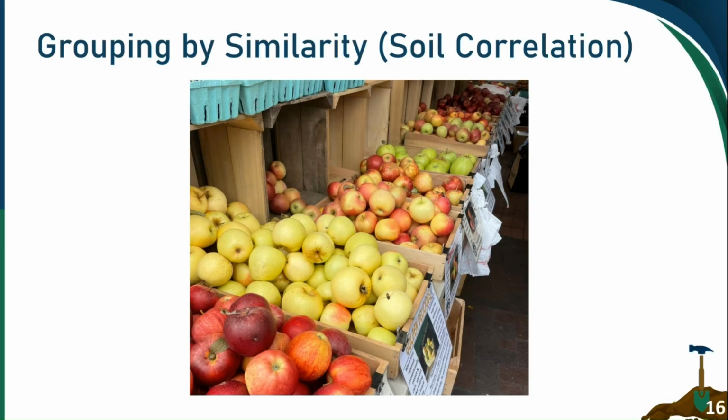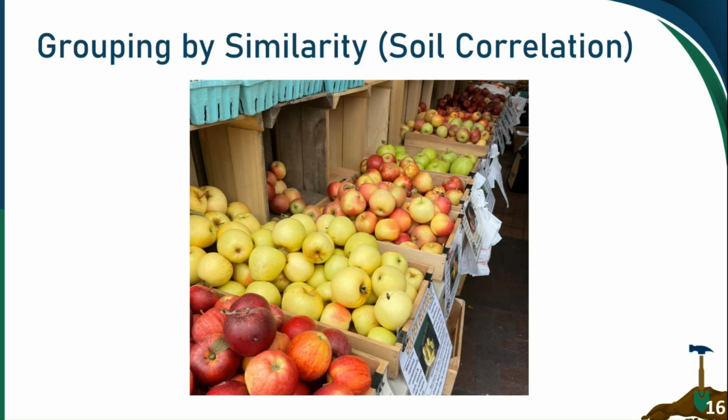So here's an important question to consider. How much separation can a soil scientist make on a soil survey? Can they only separate apples from citrus and berries, or can they separate individual varieties of each fruit group? Well, the answer is that soil scientists can do both.